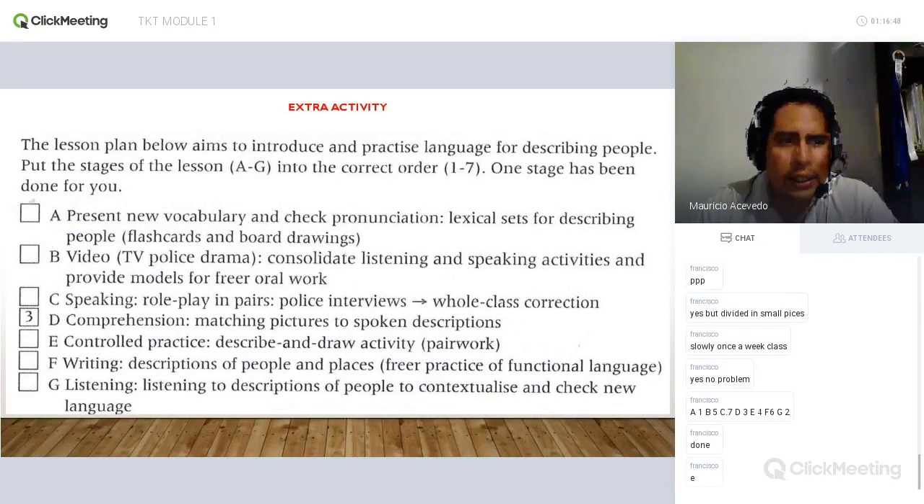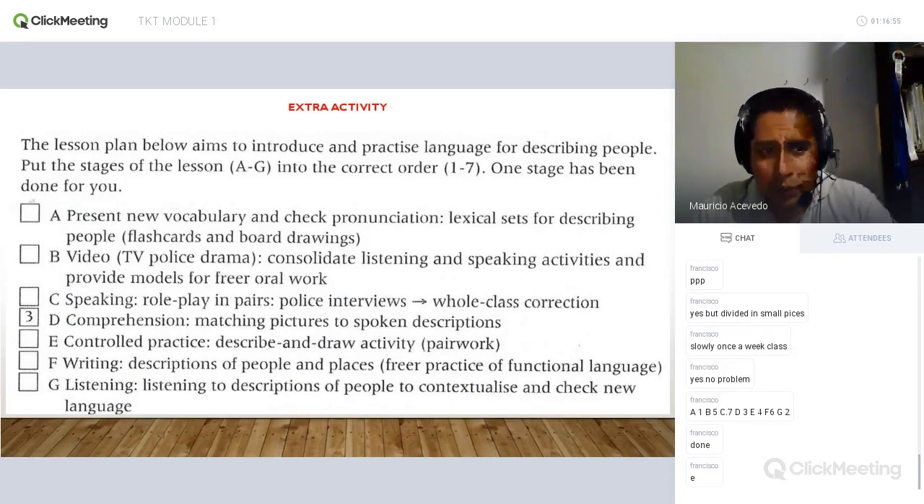Video, TV, police drama, consolidate listening and speaking activities and provide models for freer oral work. Okay, so you are starting with the speaking, right? Okay, so and then they can have an example of this. So it sounds good for me, but I don't know. Let's see to Cambridge later on.